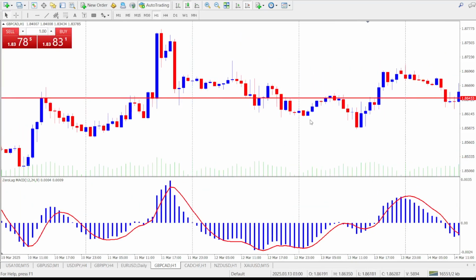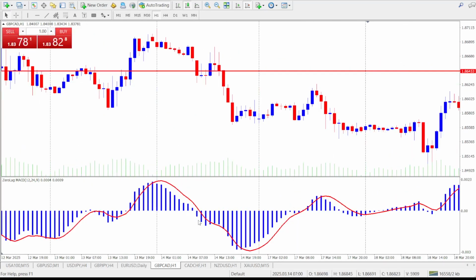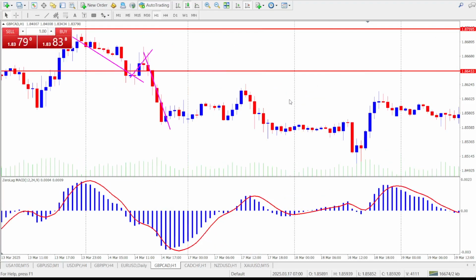Similarly, when the histogram bars move below the zero line and the signal EMA crosses below it, you look for sell opportunities. You can see we had a good entry point around here right after this move. You can see there was a pullback, and right after the pullback concluded we had a good opportunity, and this would have been a good place for a stop loss.